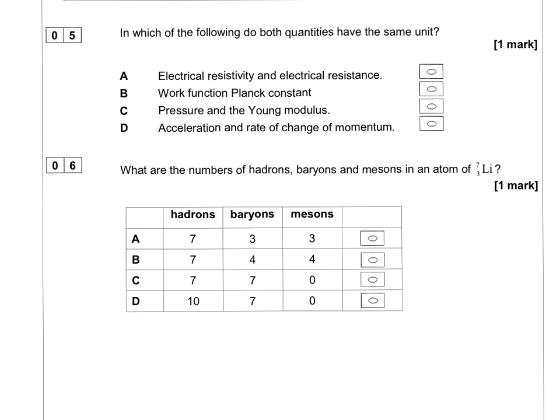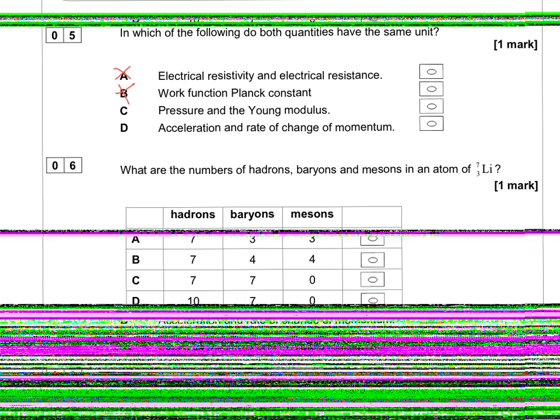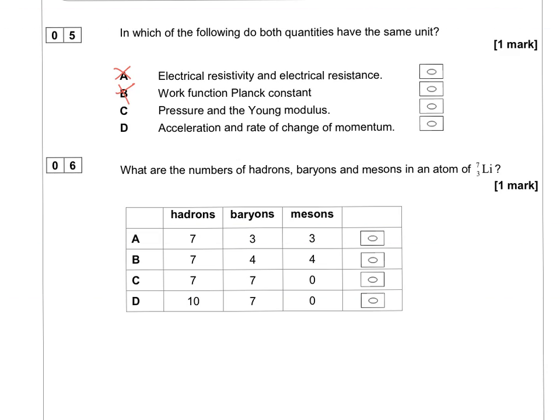So with A, electrical resistivity and electrical resistance. Resistivity is calculated using resistance, L and A, so those two aren't going to have the same units. Work function is a unit of energy. Planck's constant is joule seconds to the -1, so that's not going to be correct. Pressure is newtons per meter squared. Young modulus is newtons per meter squared, so that one is going to be the correct answer.